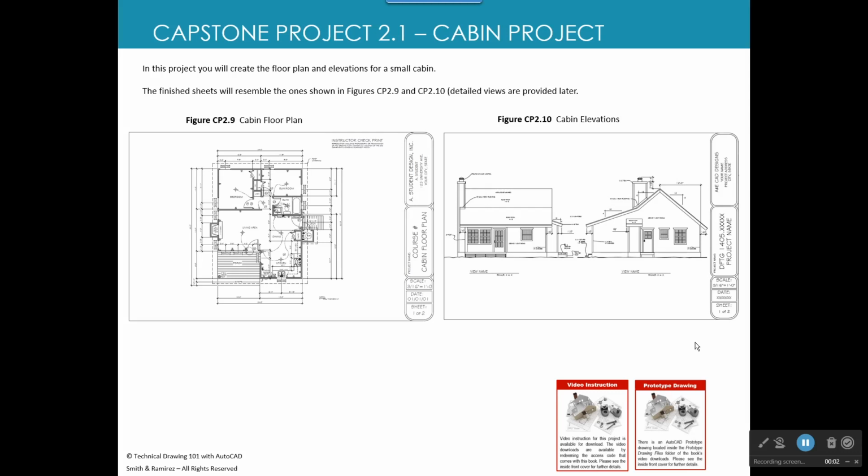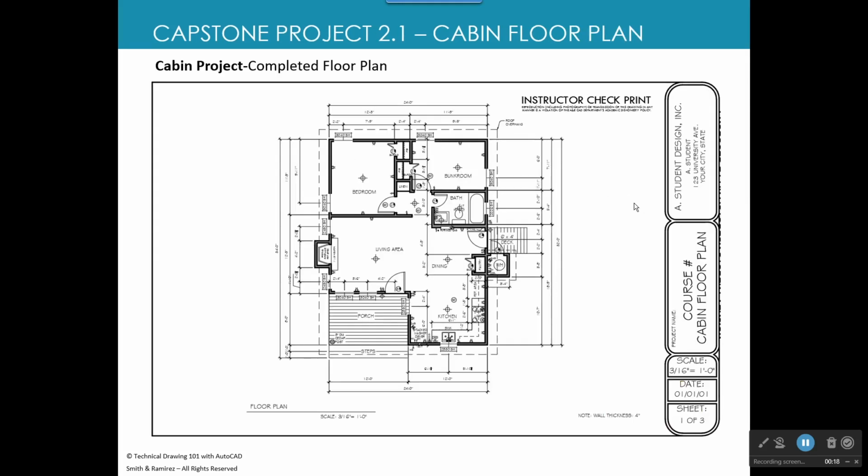In this video, I'm going to talk about drawing Capstone Project 2.1, which we call the cabin project. In the cabin project, you're going to draw a floor plan and the elevations for a small cabin. So here is an example on the screen of what the floor plan will look like once it's all finished, and it has all the dimensions and notations and everything required on it.